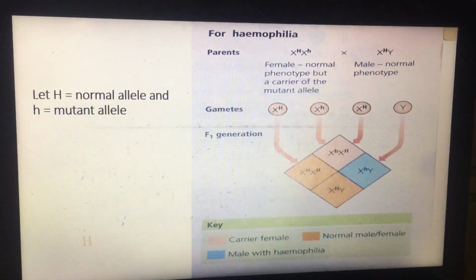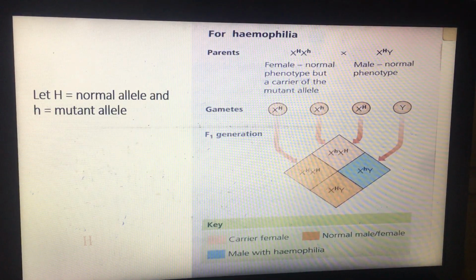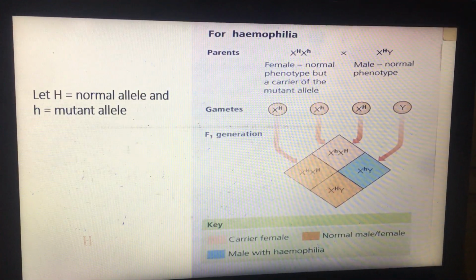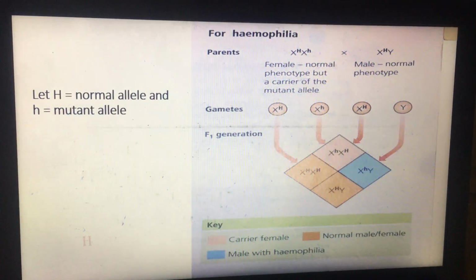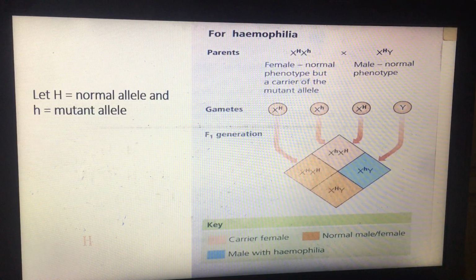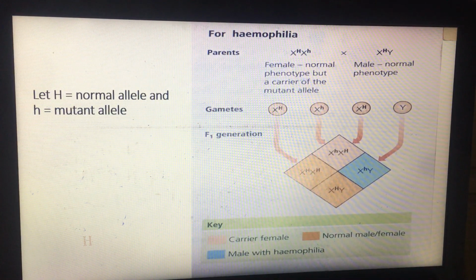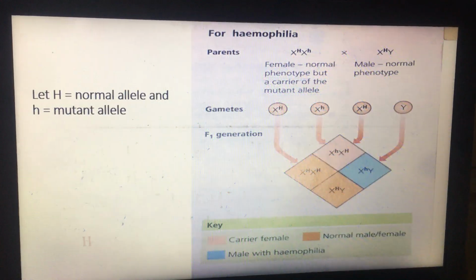We have XH capital, XH small. So this female has a normal phenotype but is a carrier of the mutant allele. So she's normal. She doesn't have hemophilia, but she's a carrier for the gene which causes hemophilia. What about the male? XH capital and Y. We say that Y is only to tell us that he's male. And with XH capital, this male has a normal phenotype. So he does not carry the mutant allele. The male here is normal. He does not have hemophilia.